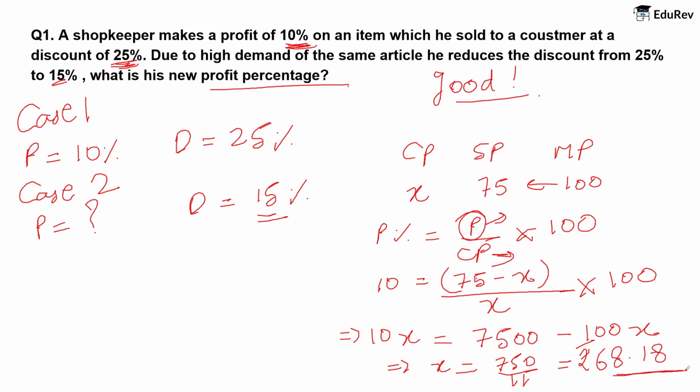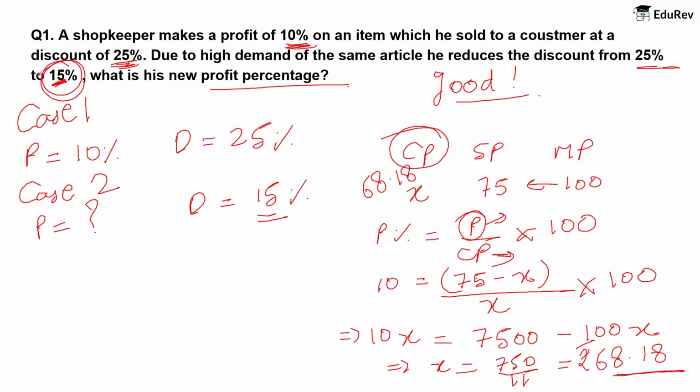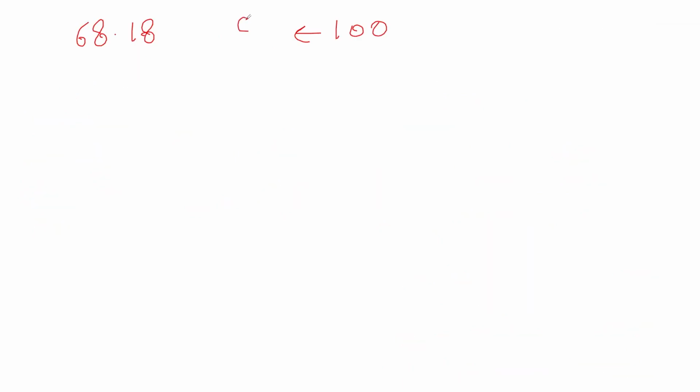Okay, so now I have got the cost price as 68.18 rupees. So obviously this cost price is going to remain the same. Now in the next case, due to high demand, he reduces the discount from 25% to 15%. Now cost price is 68.18 and mark price was rupees 100. Now, after a discount of 15%, because the new discount percentage is 15%, he must have sold it for rupees 85 to the customer. So now this is the cost price, this is the selling price.